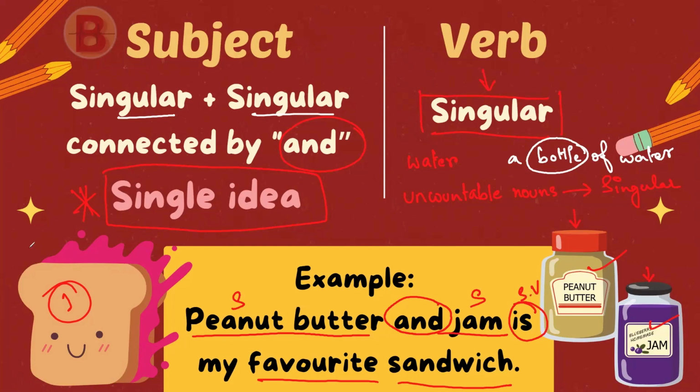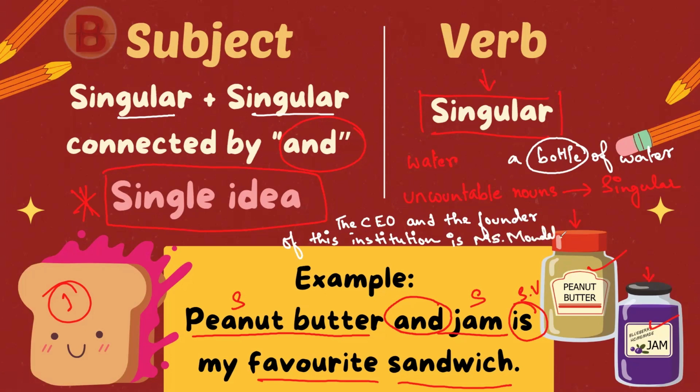Fine. So let's have a look at another example. I'll give you another example for better understanding. "The CEO and the founder of this institution is Miss Mondal." Okay. Fine, the CEO and the founder of this institution is Miss Mondal.